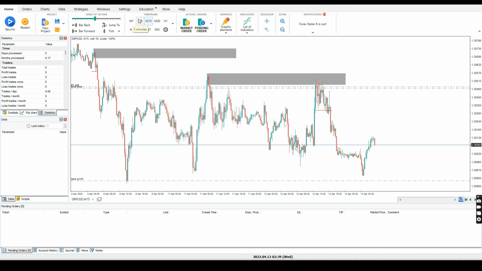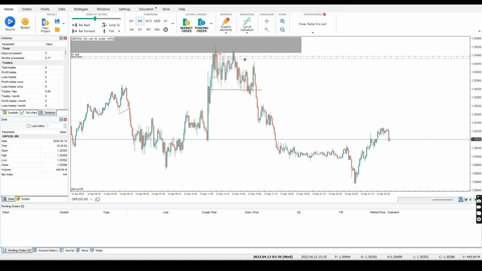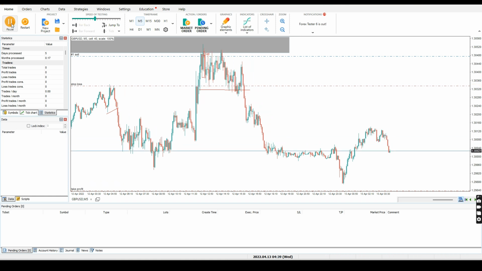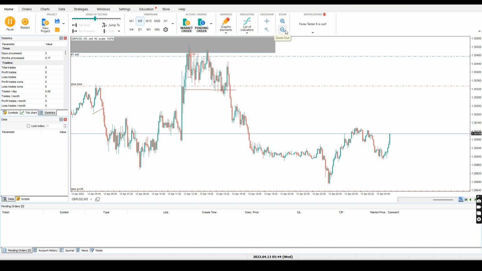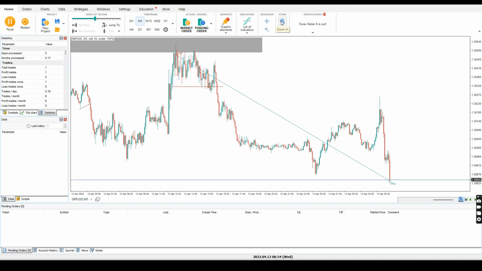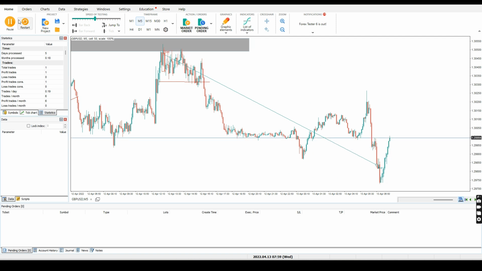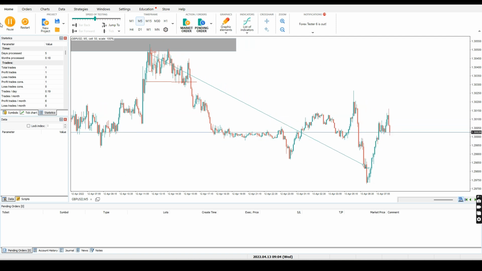So where can we move our stop loss? Right here. So we can move our stop loss maybe just below here, so that we secure some profit as the market is going in our direction. Okay, and we are out of this trade.